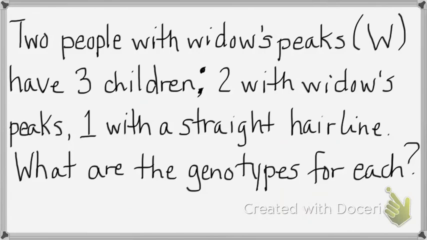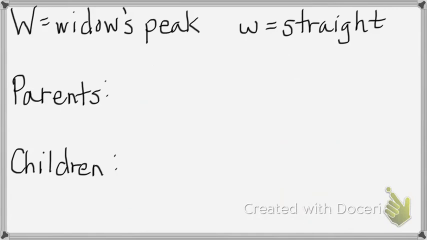Okay? All right, so I have these 2 people. They have 3 children. 2 of their children end up with widow's peak, and 1 of their children has a straight hairline. What are the genotypes for each? So we got to figure this out. Now, I wrote a key at the top just to remind you. Capital W is widow's peak, and lowercase w is straight. Let's start with the parents. They both had widow's peak. That's good, Victoria. Big W, little w, big W, little w.